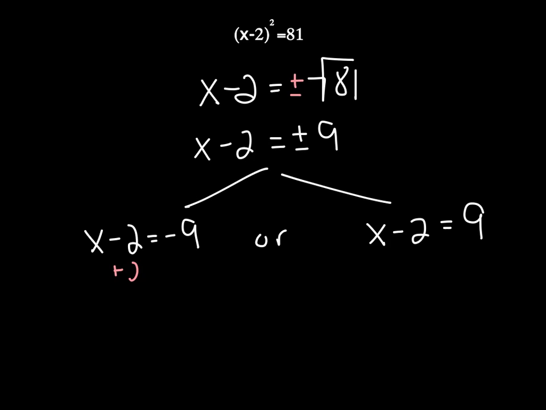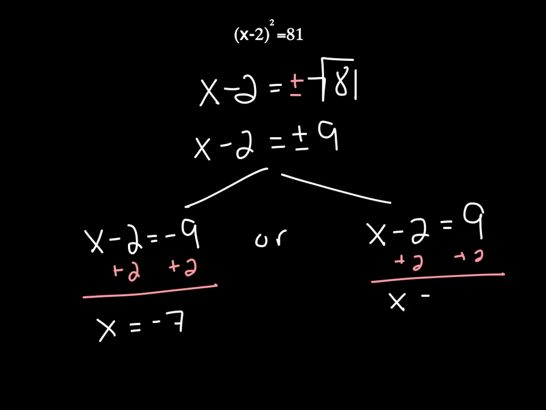I'm going to add 2 to both sides. And I'm going to get x equals negative 7. And on the other side over here, I'm going to add 2. And I'm going to get x equals 11. So my solution set is negative 7 or 11.